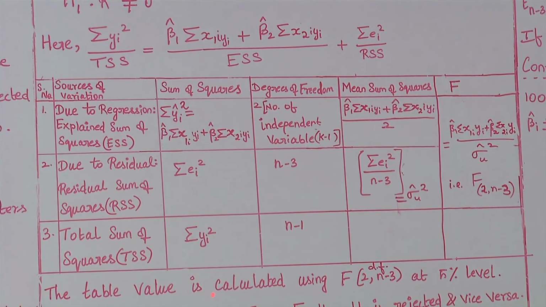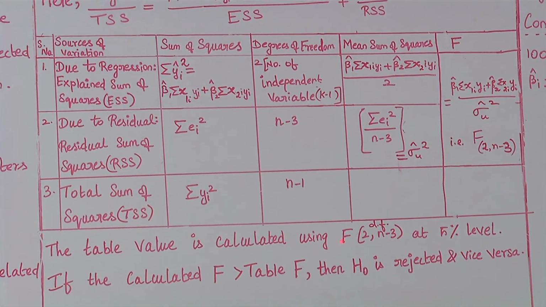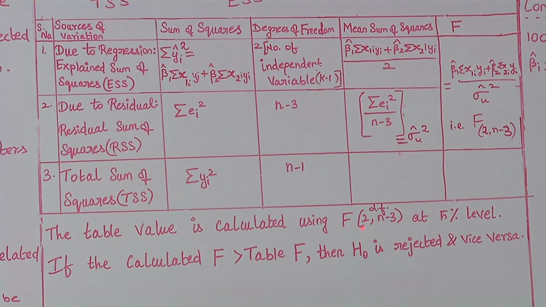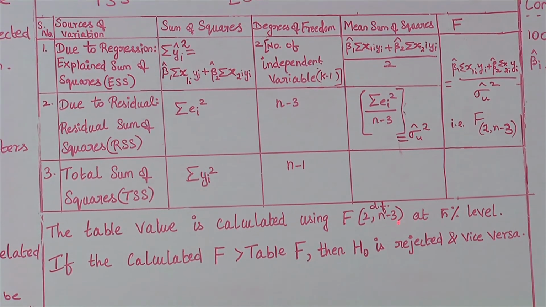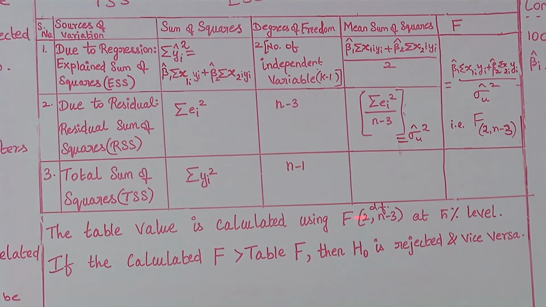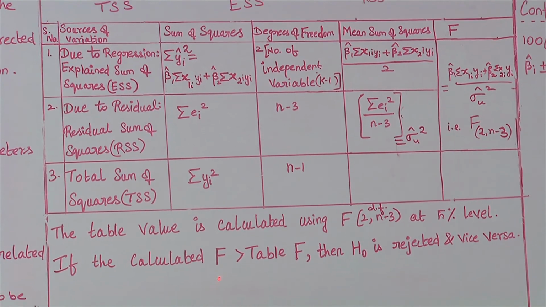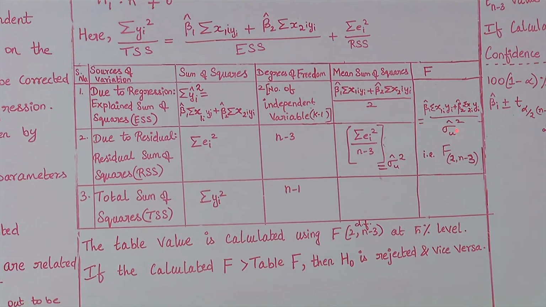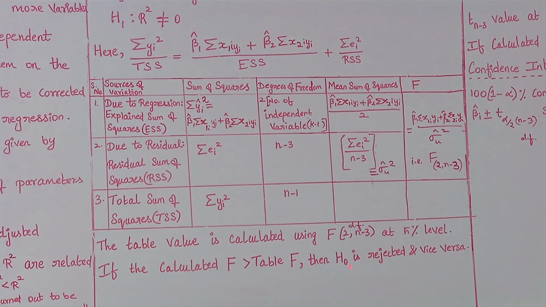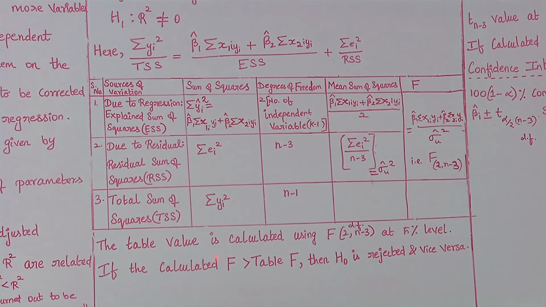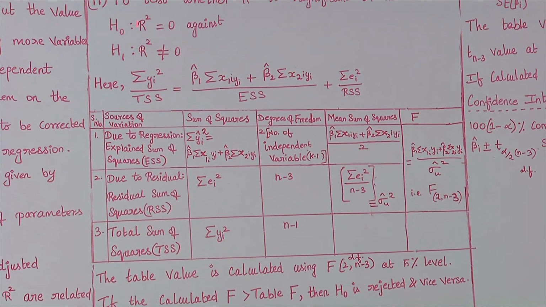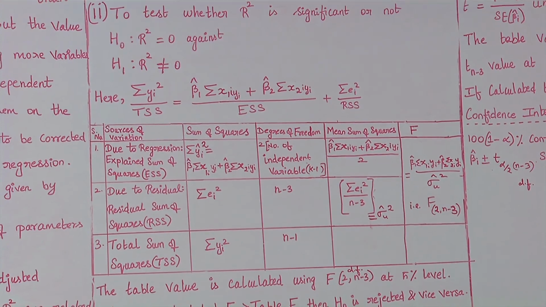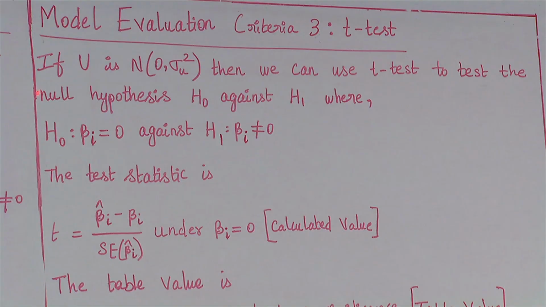Now, the table value is calculated using these degrees of freedom, that is F at 2 comma n minus 3 degrees of freedom at 5% level, and if the calculated F value is found to be greater than the table F value, then H naught is rejected and vice versa. So, H naught, as you already know, is rejected and the significance is explained.